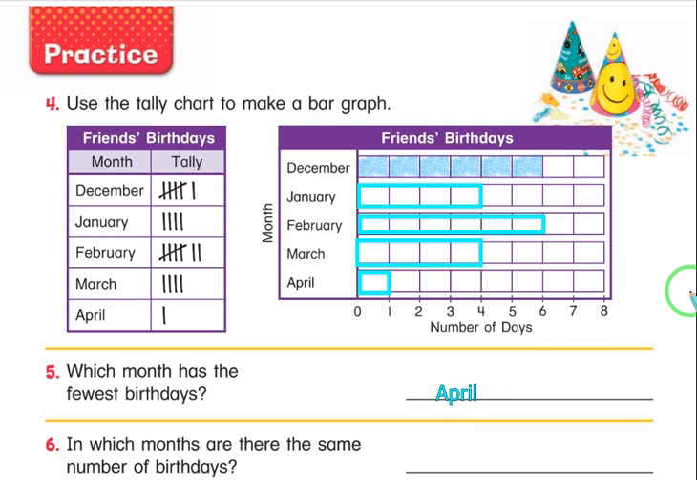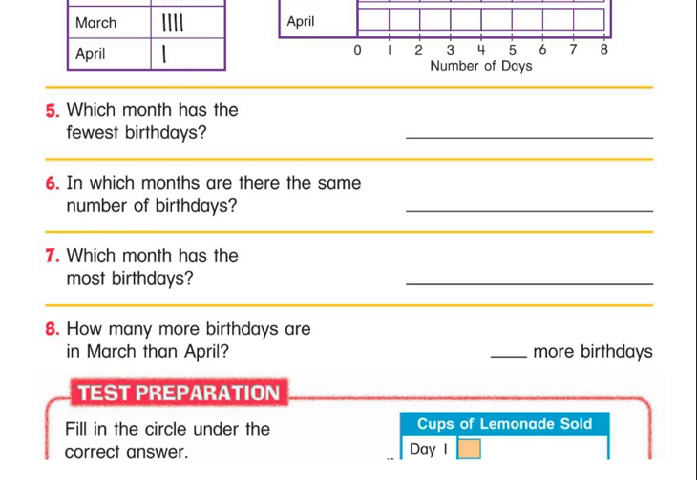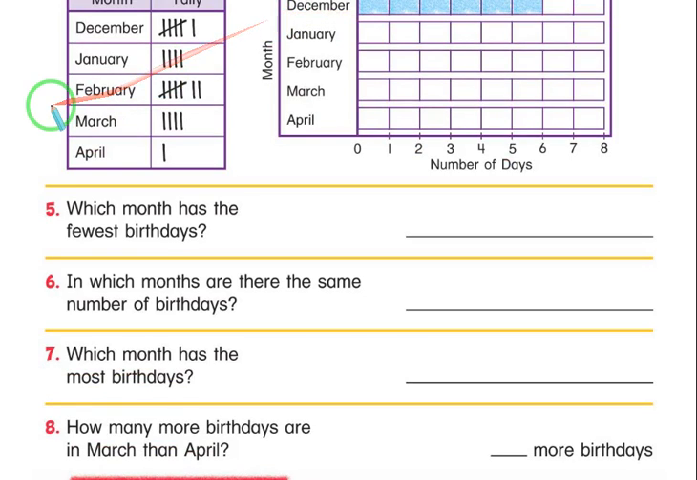Now let's check question number 6. For question number 6 we have, in which months are there the same number of birthdays? The same number of birthdays, let's go back, check. In January we have 4 birthdays, and in March 4. So the answer is January and March. So we write January and March.